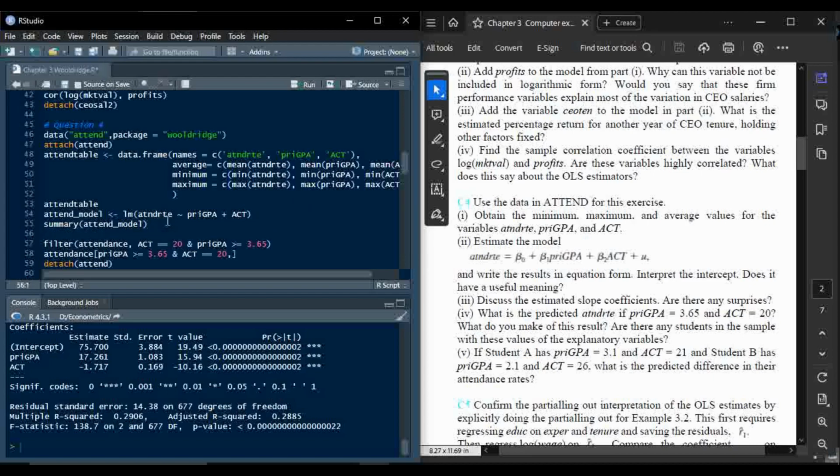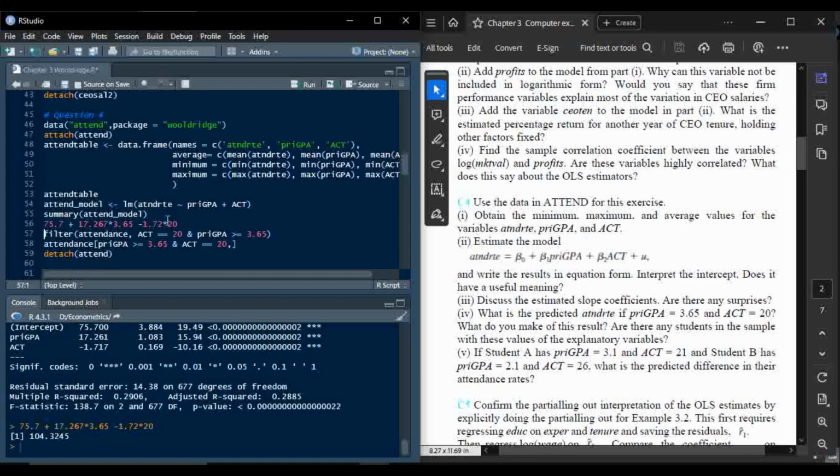In the model, the intercept is 75.7, and the coefficient on prior GPA is 17.267, and the value in this question for prior GPA is 3.65, and the coefficient on ACT score is minus 1.72, and the value for ACT score is 20. What will be the attendance rate? It is 104.32.